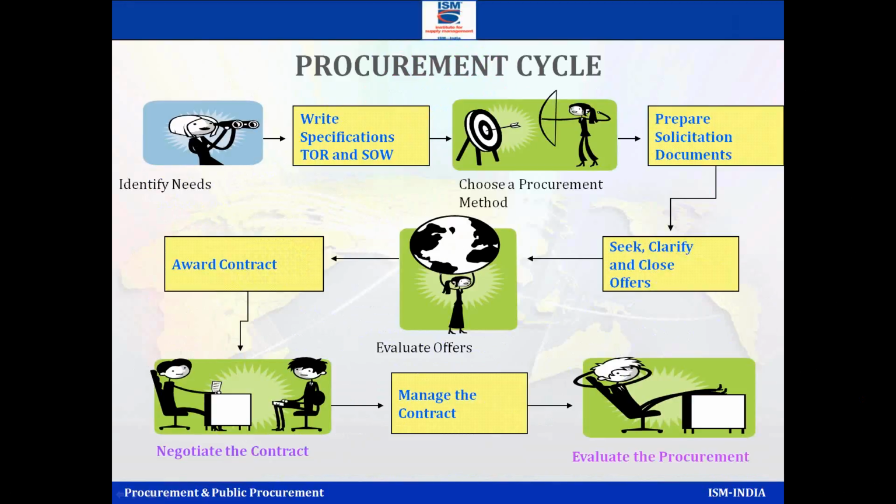But the moment you award the contract, the next step is to negotiate the contract. I would just change a little bit here. First negotiate the contract and then you award the contract. So sorry, please reverse these two slides. Manage the contract. Because you have given the contract, but now you want to manage it. Is it doing well or badly?